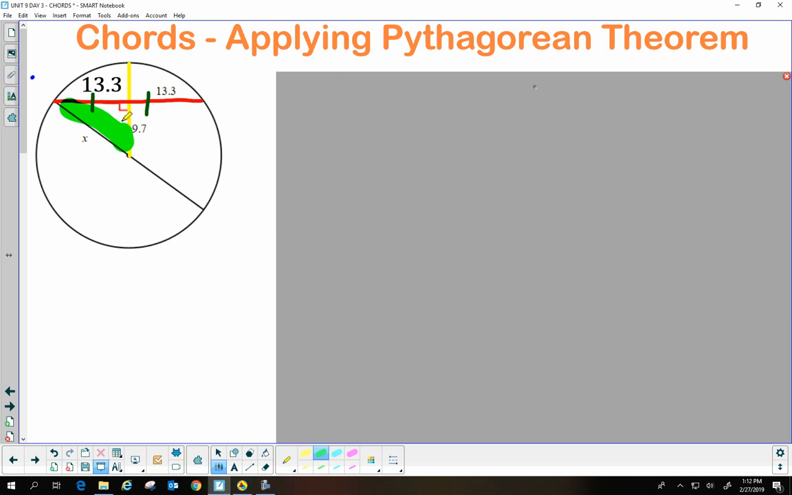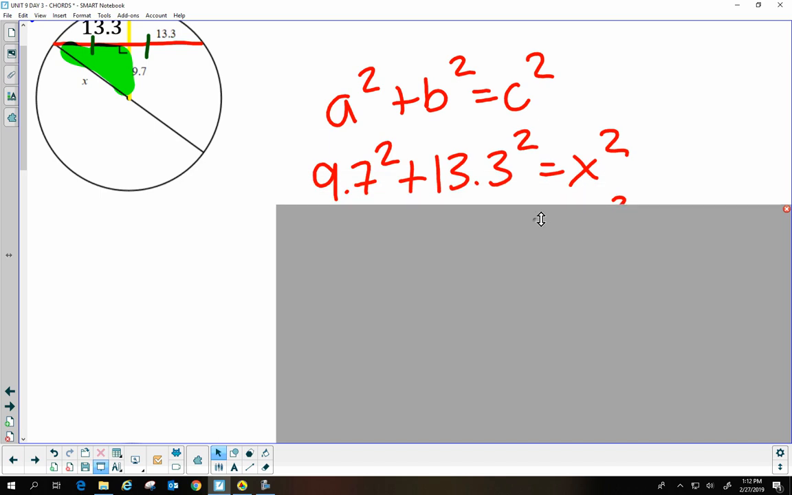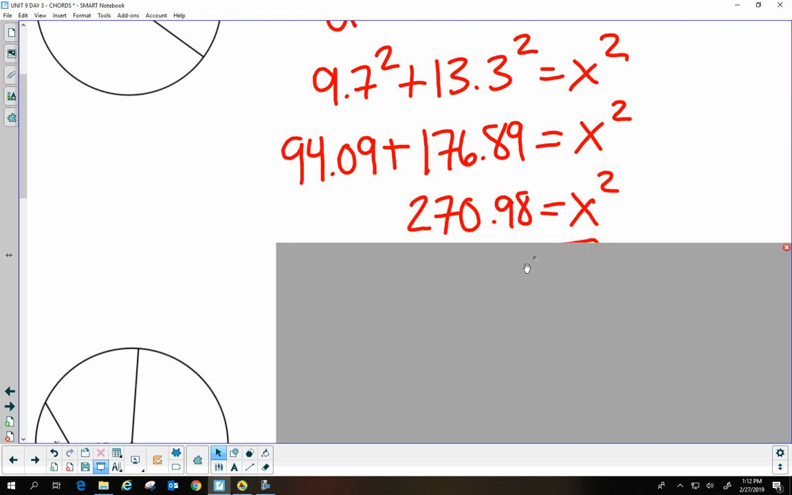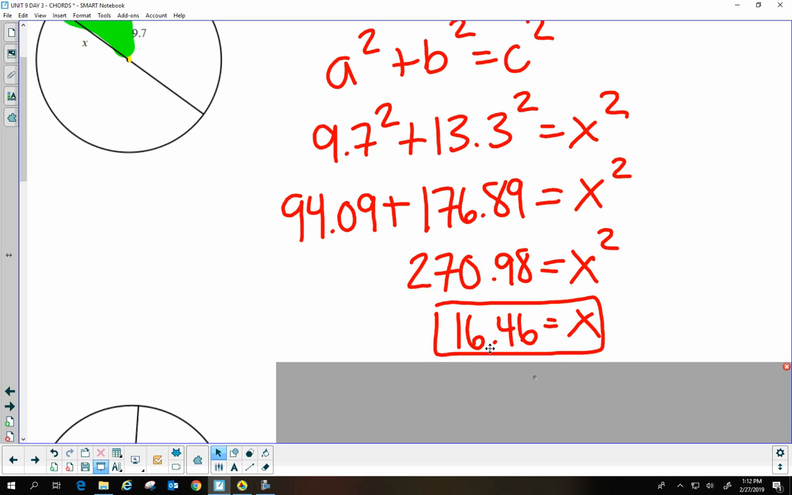And now it looks like I have a right triangle. I got this right triangle with two sides, one that's 13.3, one that's 9.7, and I want to know what the hypotenuse is. So I can use the Pythagorean theorem. My hypotenuse is x, the thing I'm looking for, it's across from the 90. So I plug x in for C, 13.3 and 9.7 go in for A and B, and now I'm solving like we have been now for quite a while. So I can find out that the hypotenuse is 16.46.